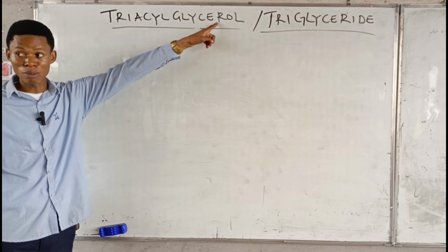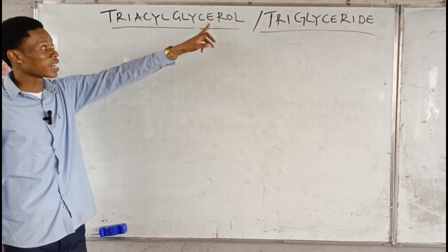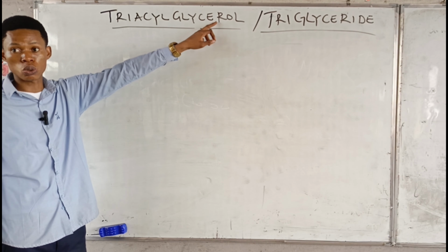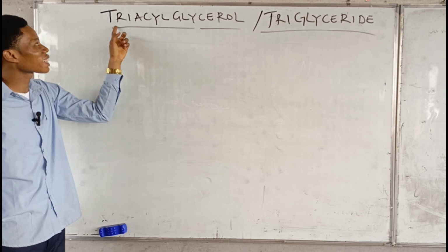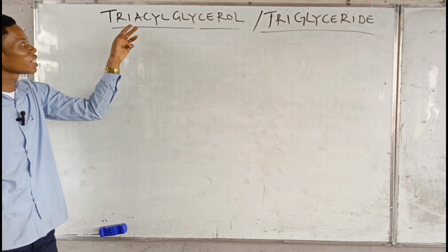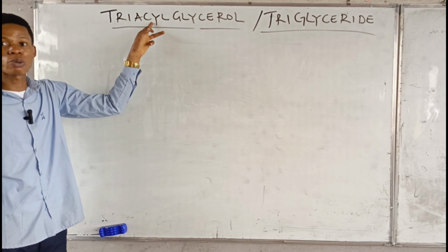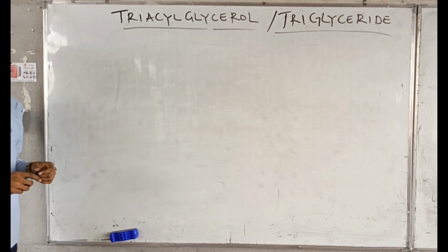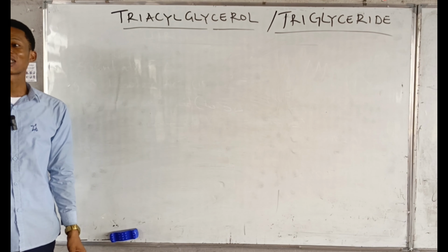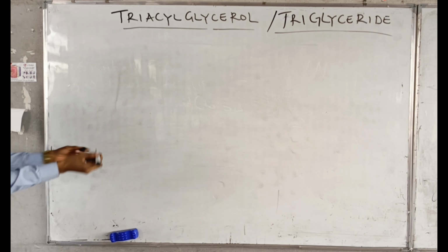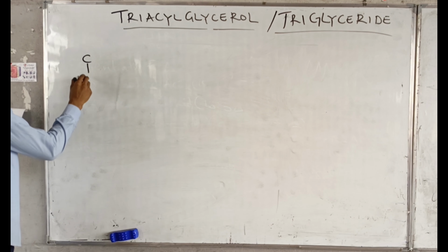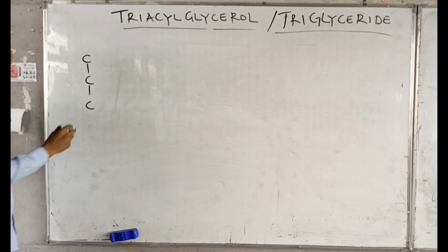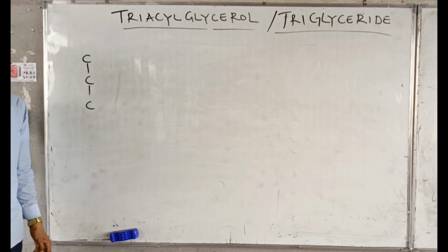Triacylglycerol. Look at the name very well. Glycerol. So this should tell you that the alcohol present is glycerol. Then tri means how many? 3 acyl group. The acyl group is coming from the fatty acid. So this should tell you that we have 3 fatty acid esterified to what? Glycerol, right? Now let's look at the structure of glycerol. Glycerol has 3 carbon. So this is our glycerol, and all the 3 carbons have OH.